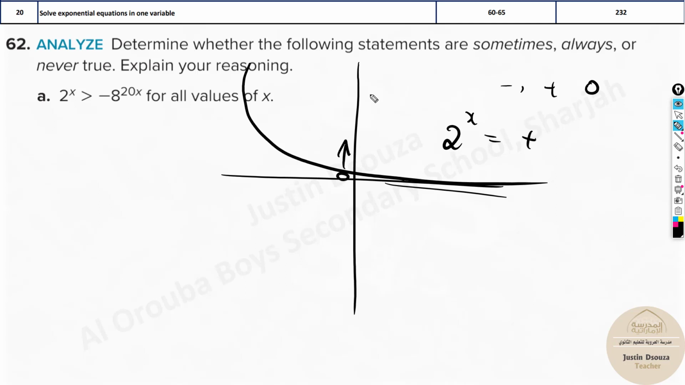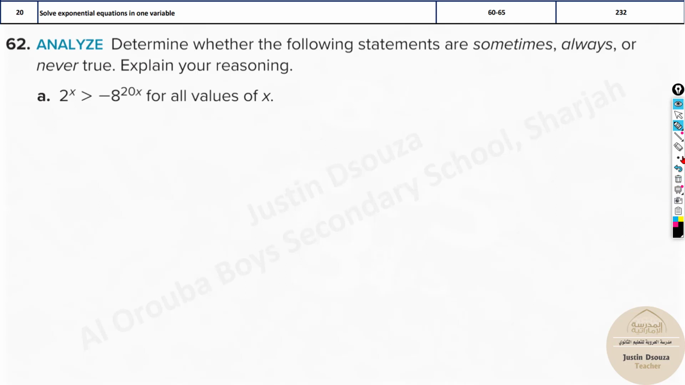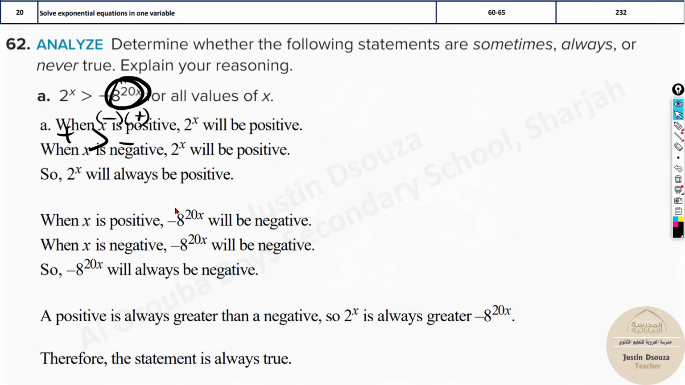So the y values are always greater than 0 no matter what. So here, for all values of x, this will be positive. This part here, 8 times 20 to the power x, doesn't matter what, it will be positive itself. But there is a minus sign outside the exponent. So minus into plus is what? It will be minus. Plus will always be greater than a negative sign. So this will be always true.